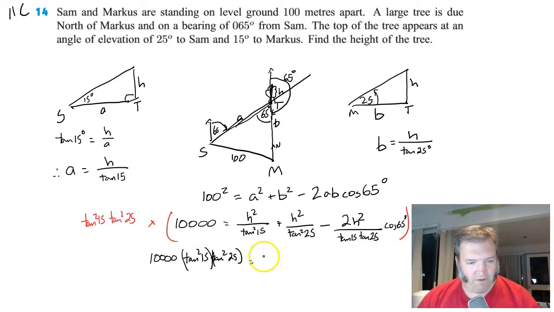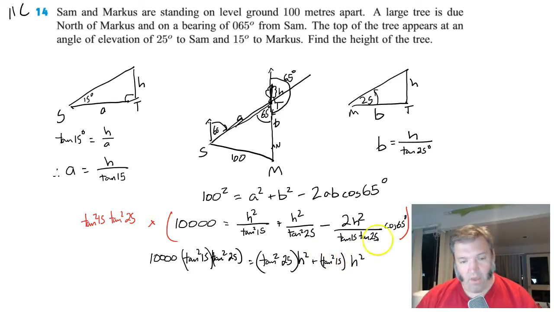What I've got left here, now I've got tan squared 25 multiplying h squared. The second term, the tan squared 25 is cancelled, but I've got tan squared 15 multiplying h squared. And in the last term there, the tan 15 and tan 25, one each of them cancels, and I've actually got, this is a doozy, isn't it? Negative 2 cos 65, and I've still got one more tan 15 and one more tan 25. All of that is multiplying h squared.